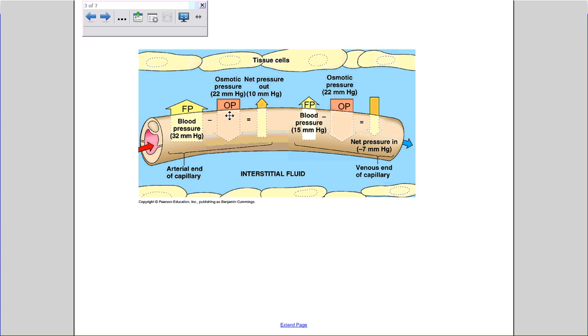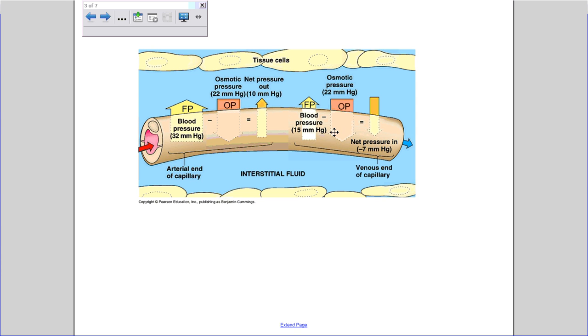Okay, so when fluid pressure is higher than osmotic pressure, there's a net pressure out. So things will be forced out of the capillary. So at the arterial end, that's important for normal exchange because that's where we want to push out oxygen and nutrients to give the cells.